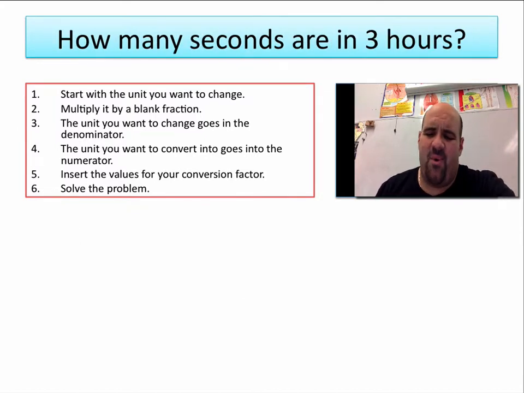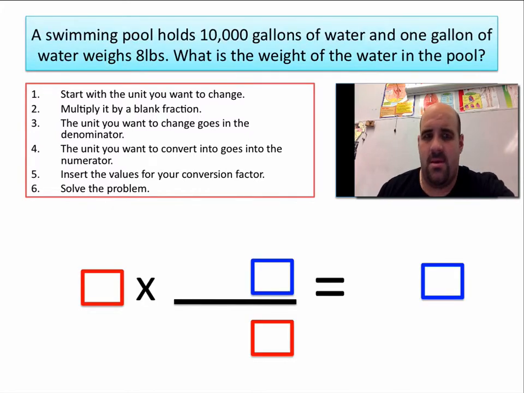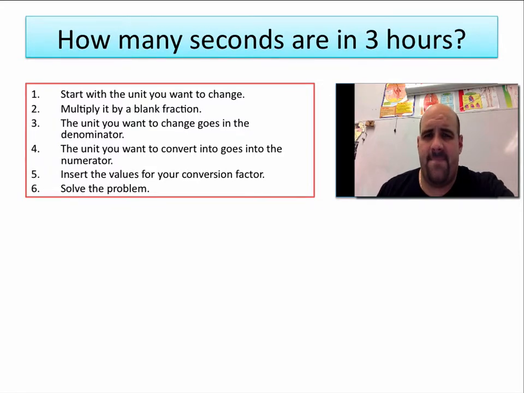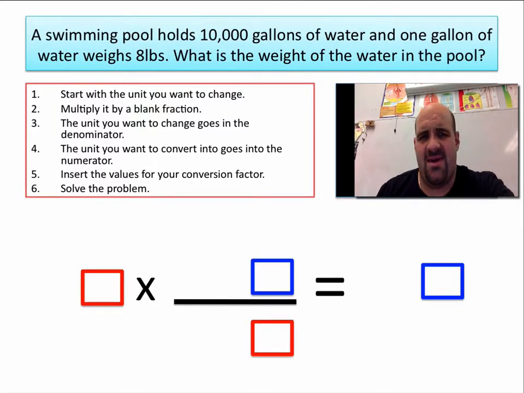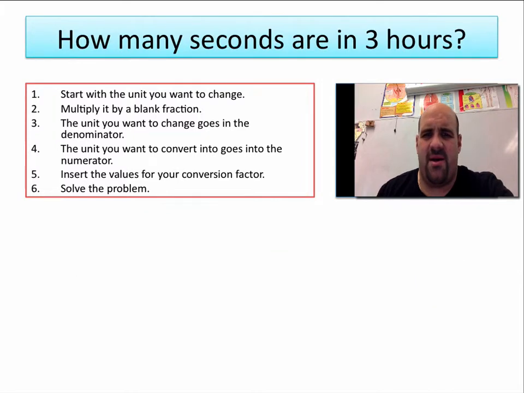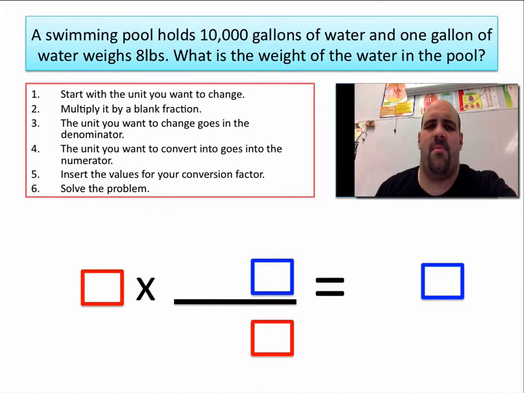And now we have one problem. This problem's a little more challenging. How many seconds are in 3 hours? And actually, yeah, we'll do that one now. Actually, we'll skip that one for now. That's going to be our final problem. We're going to end with that problem.